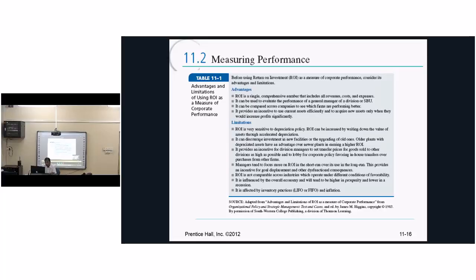And as a result, in the long run, there's a tendency that you may lose because you are looking at more of a short-term measure, if you are measured by ROI purely because of your accounting practice.